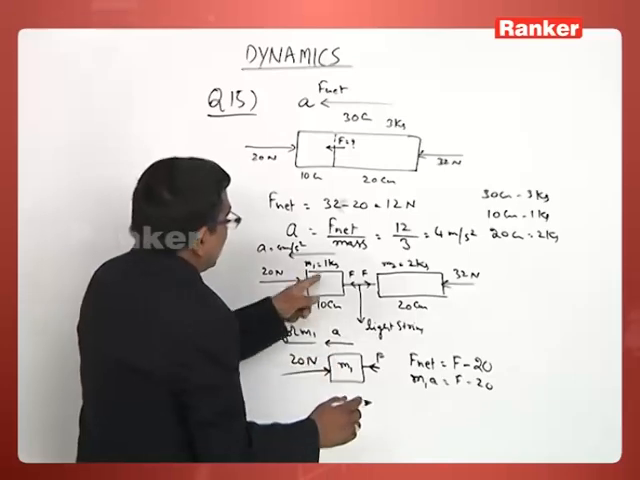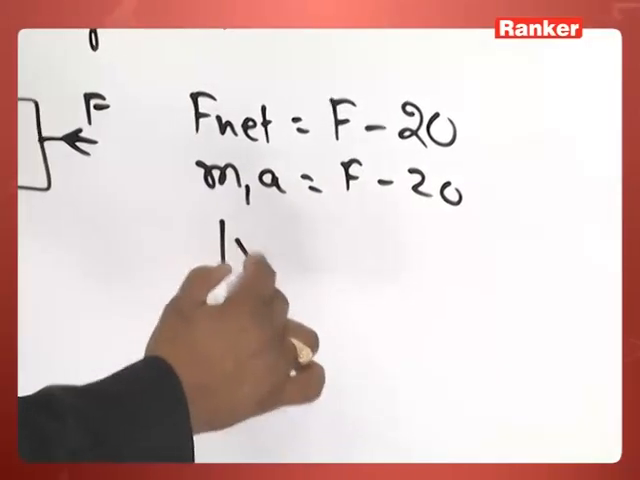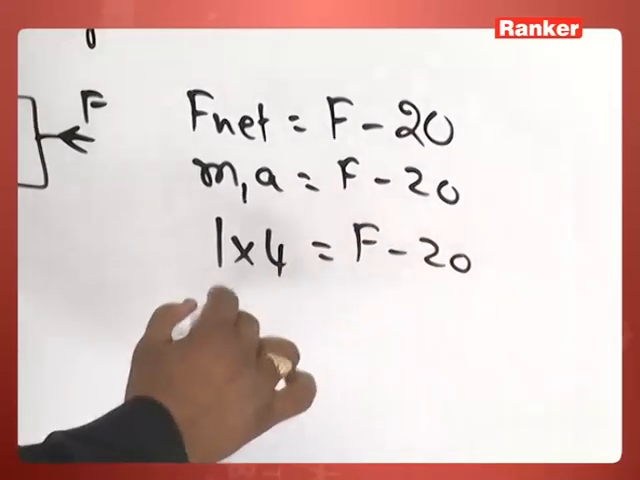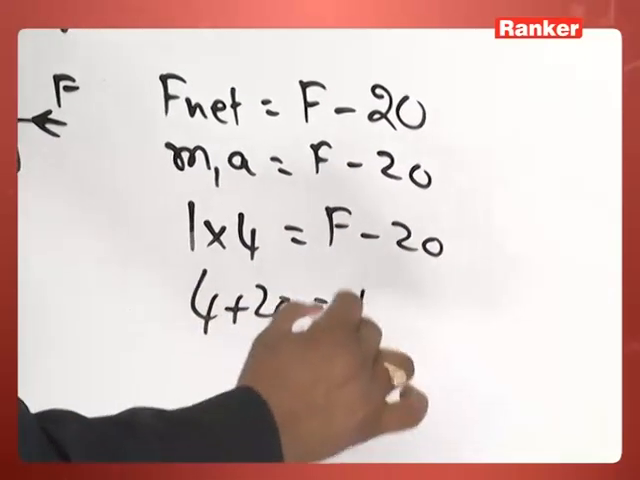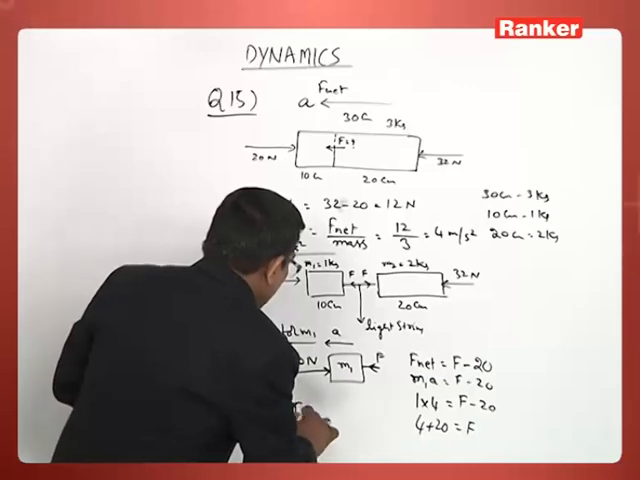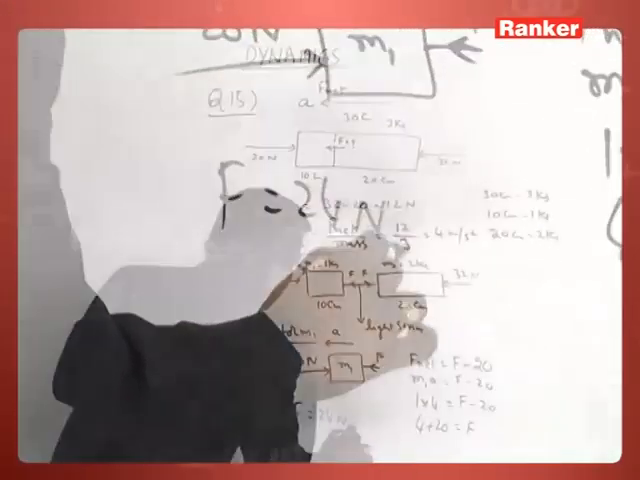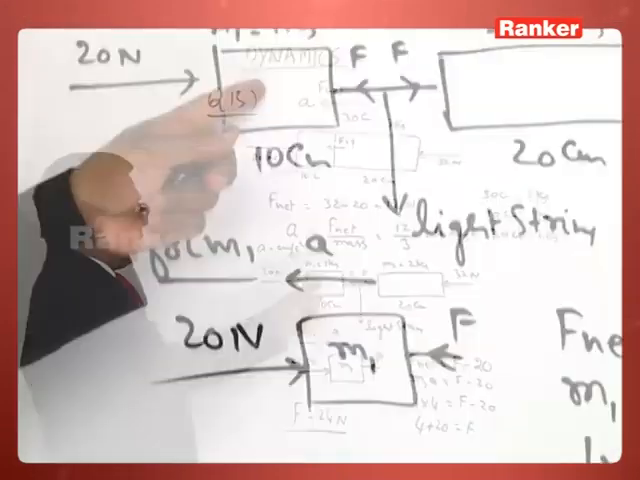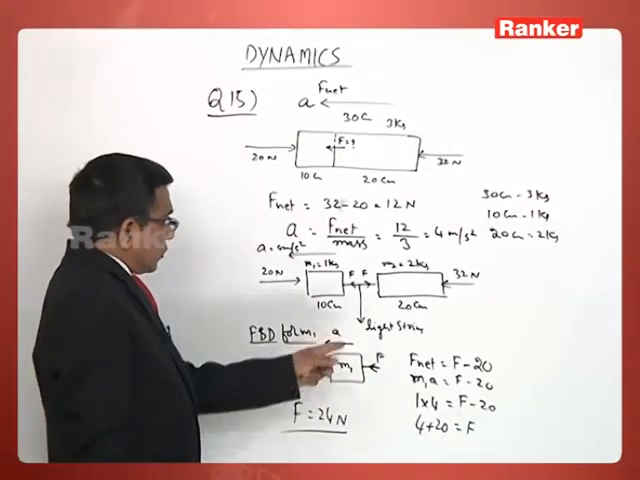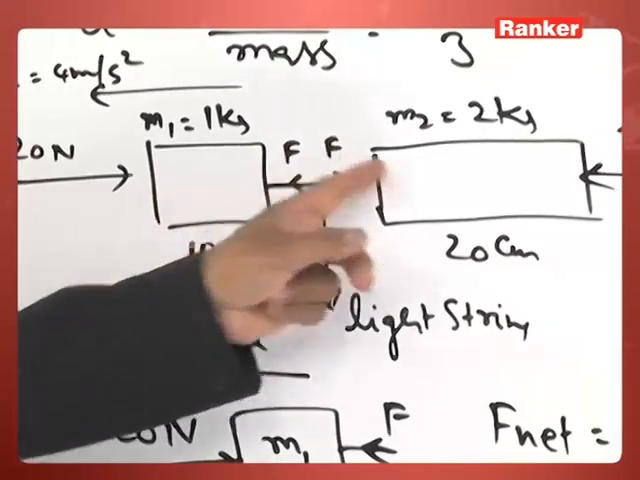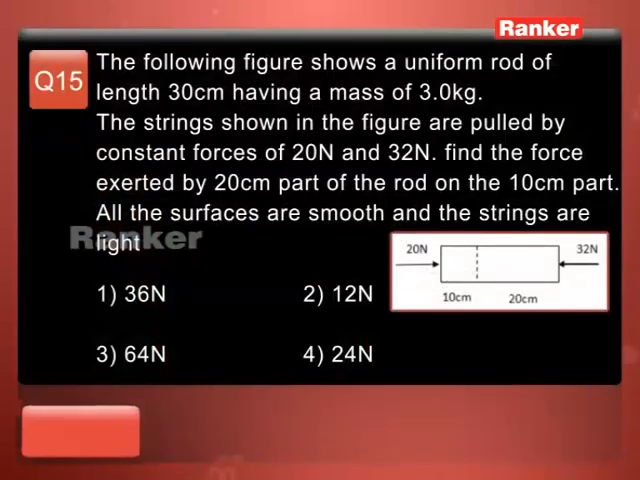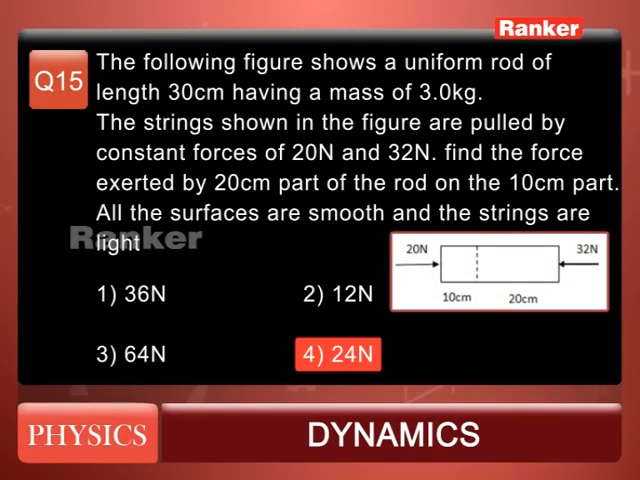And what is M1? The mass of this body is 1. And what is acceleration? 4. So 1 times 4 is equal to F minus 20. Therefore, 4 plus 20 is equal to F. That means the force F is equal to 24 Newtons. This is the force exerted by the 20 cm part on the 10 cm part, the force present between these two parts, and we got it as 24 Newton. If you see the options, the fourth option is 24 Newton. So the fourth option is the correct answer.